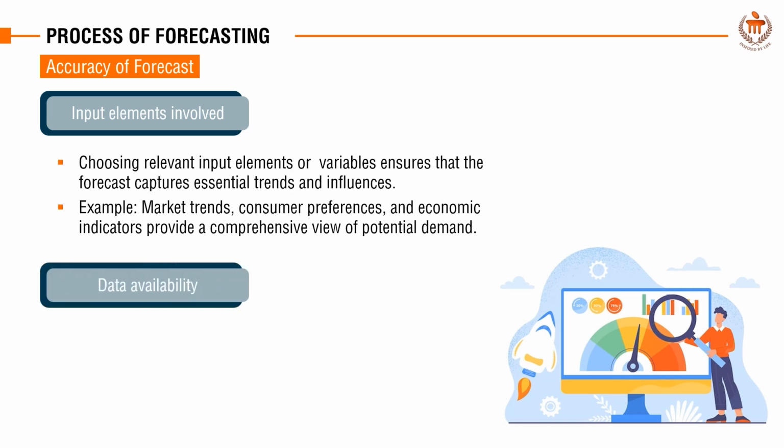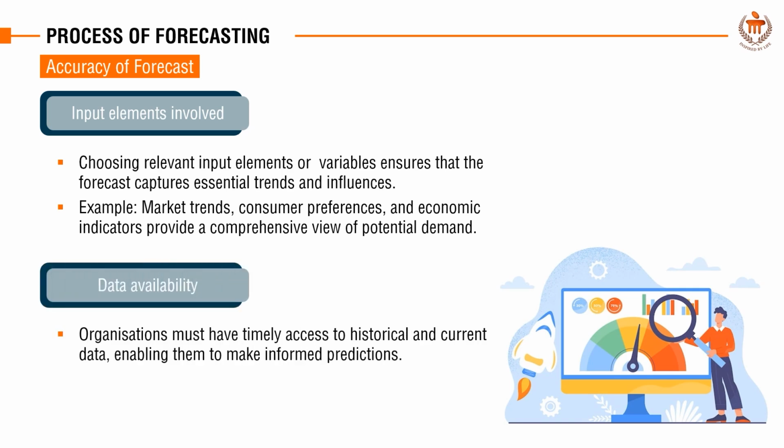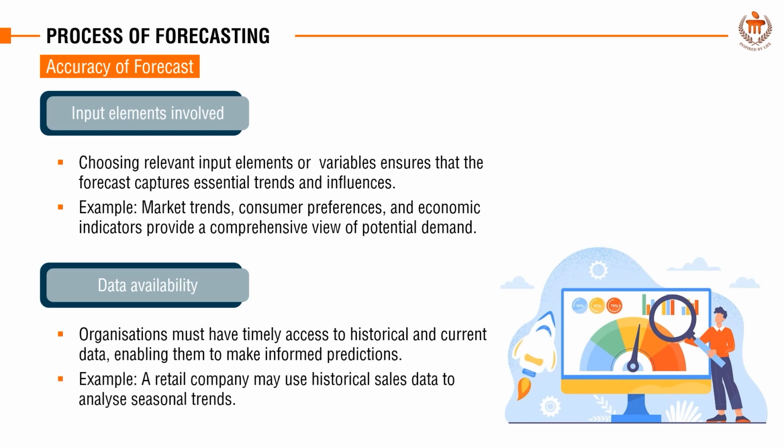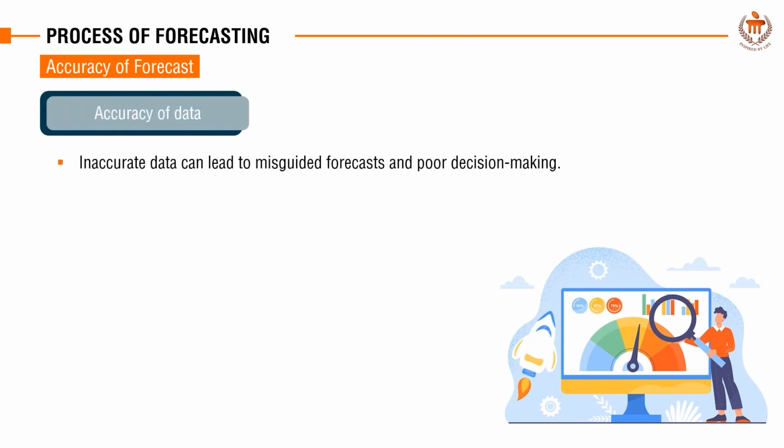Availability of the data. The accessibility of the relevant data plays a pivotal role in accurate forecasting. Organizations must have timely access to historical and current data, enabling them to make informed predictions. For example, a retail company may use historical sales data to analyze seasonal trends and better prepare for upcoming sales periods.